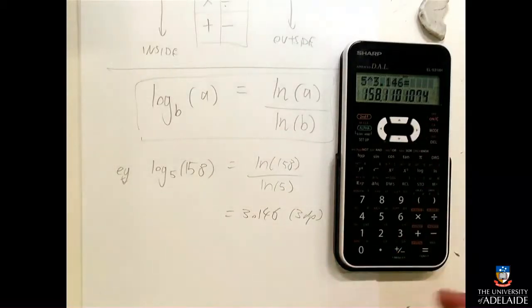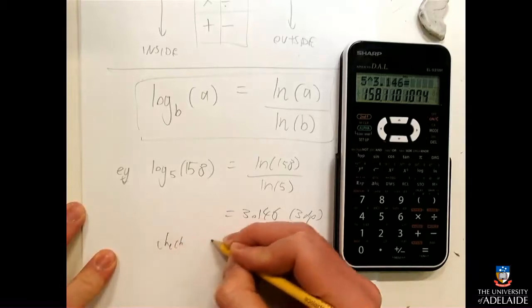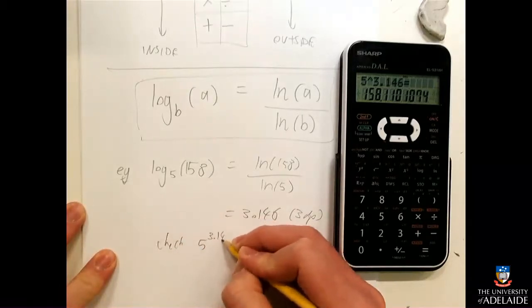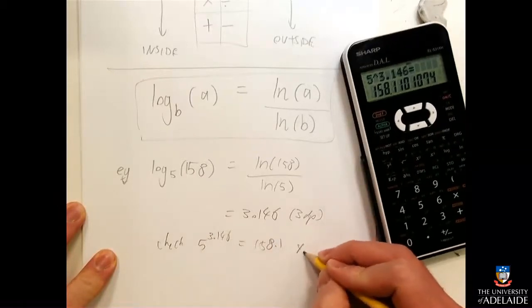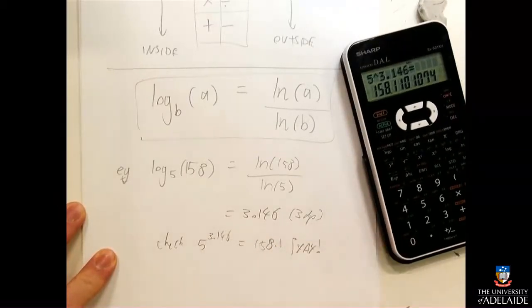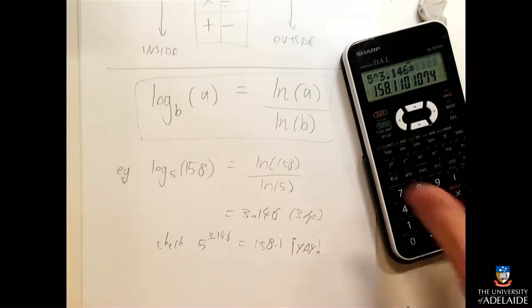Yes, the world makes sense again, just to check. 5 to the power of 3.146 is 158.1. Nice. Yay.